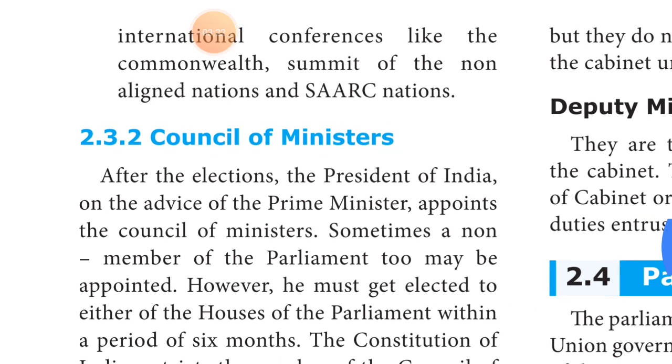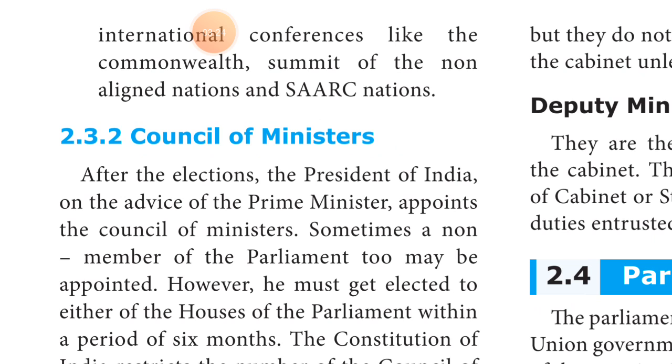Next, now we are going to see the Council of Ministers. After the general election, the President of India, on the advice of the Prime Minister, appoints the Council of Ministers. First, the Prime Minister is appointed by the President. Other ministers are also appointed by the President. But who advises whom to appoint the other ministers? The Prime Minister gives the advice to the President to appoint the other ministers.